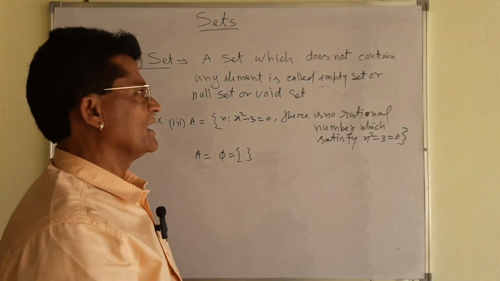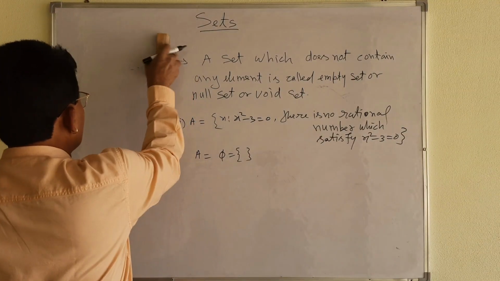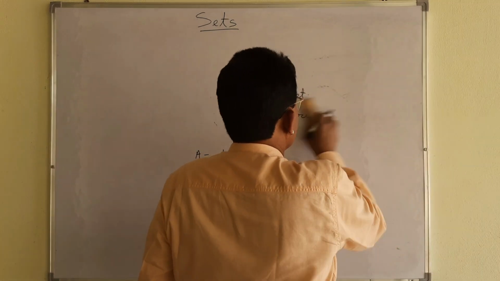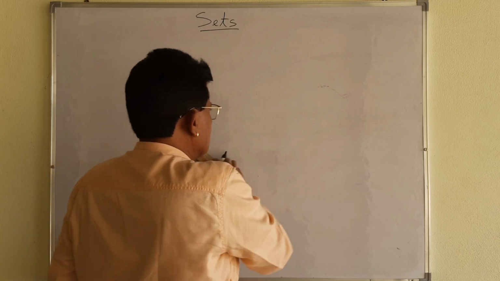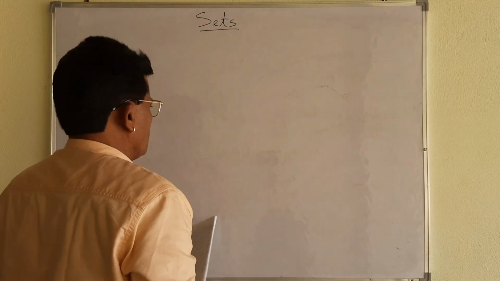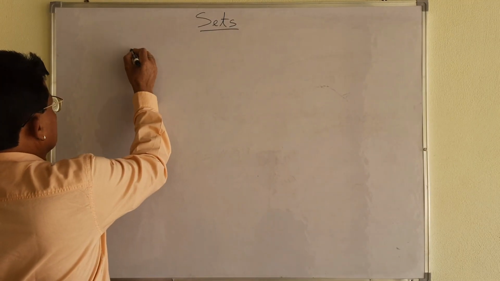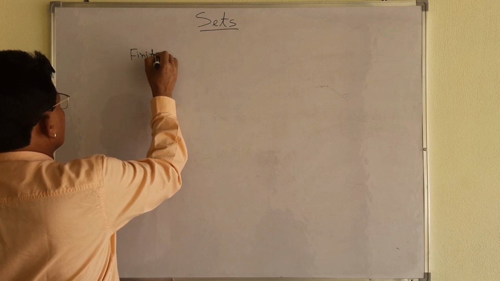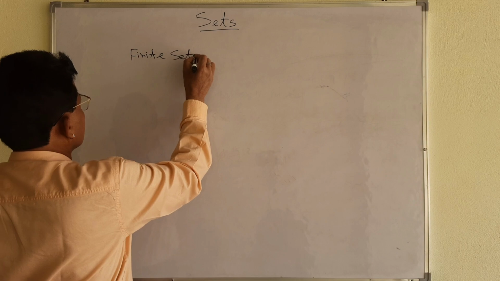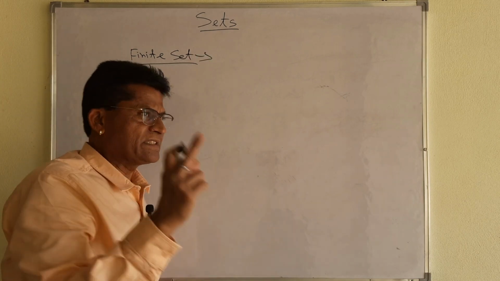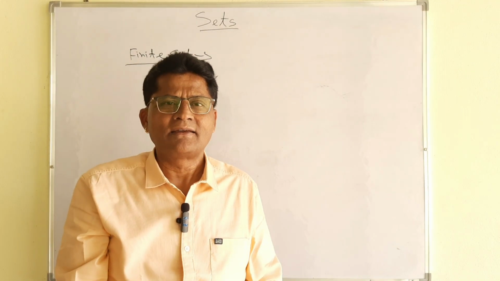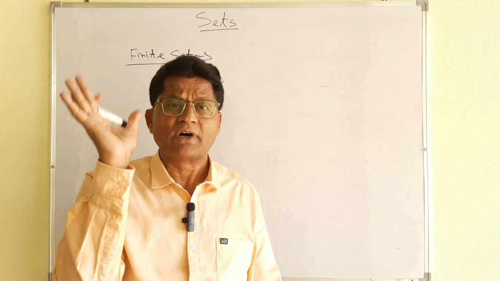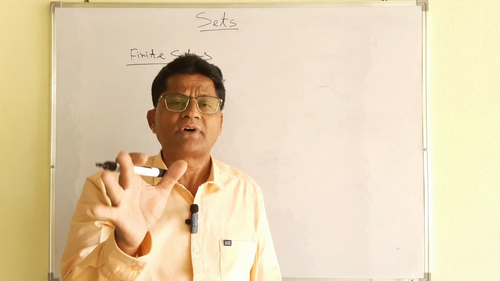Okay, let me take another kind of set. That will be the finite set now. Finite, infinite, and equal sets, all are very important. All kinds of sets are important. Finite set. Every finite set has a finite number of elements, which can be counted one by one. Okay? Which can be counted one by one.